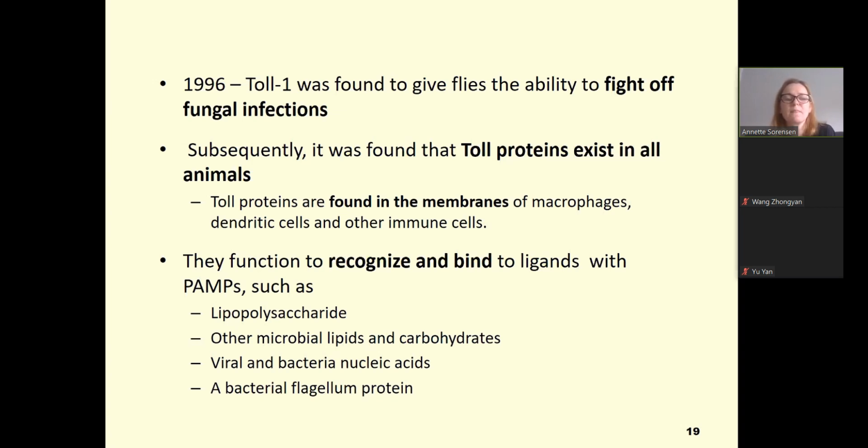They later found that these TOL proteins actually exist in all animals. They're found in the membranes of immune cells. So they're found in the membranes of macrophages, dendritic cells, and other immune cells of the innate immune system. And what they do is they recognize and bind to ligands with these PAMs.